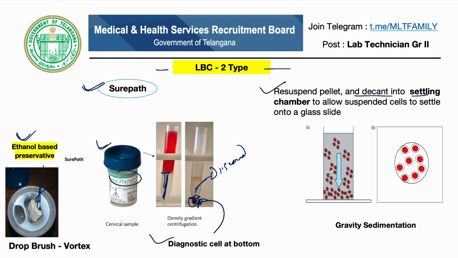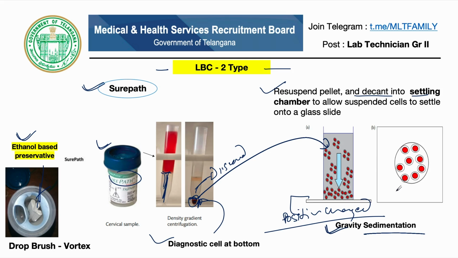This kind of chamber is called a settling chamber, where you have a positive charge slide which makes a better bond with cells. Here is the resuspended pellet. Slowly, under gravity, sedimentation occurs and the cells stick to the positive charge slide. So this technique is called SurePath.